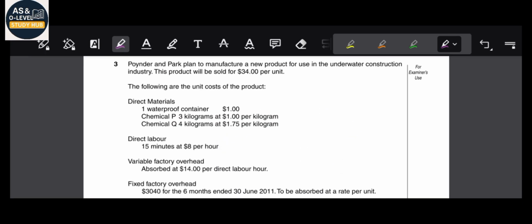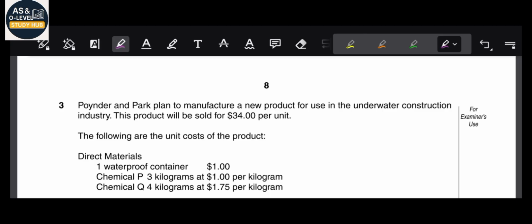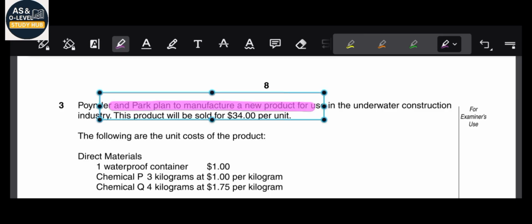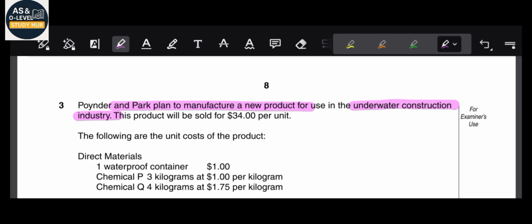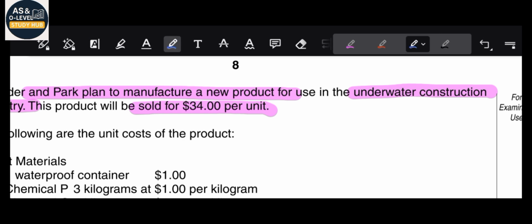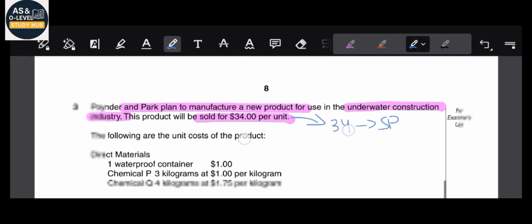So let's get started without any further delay. Ponder and Park plan to manufacture a new product for use in the underwater construction industry. This product will be sold for $34 per unit. So basically the first thing which we extracted from the question is that $34 is our selling price per unit. Okay, moving to the next.